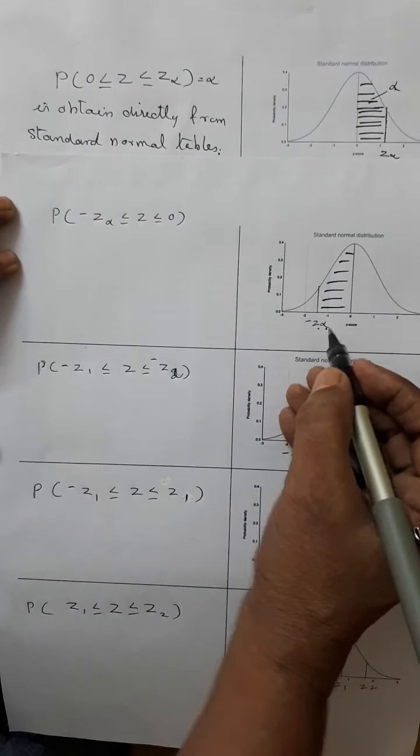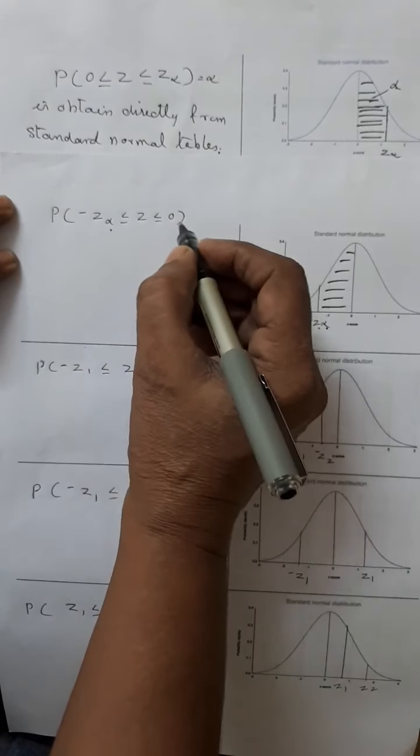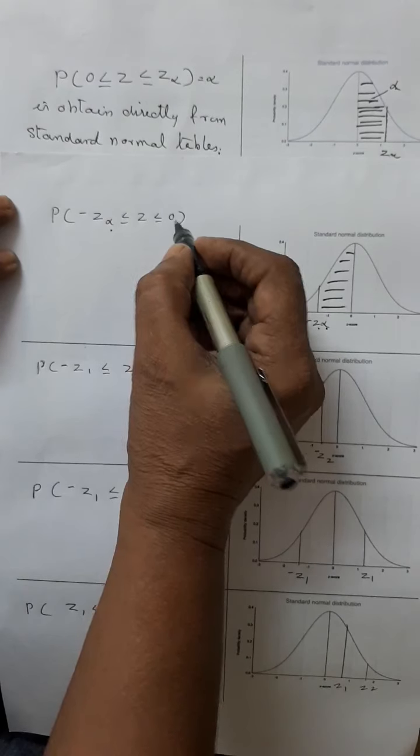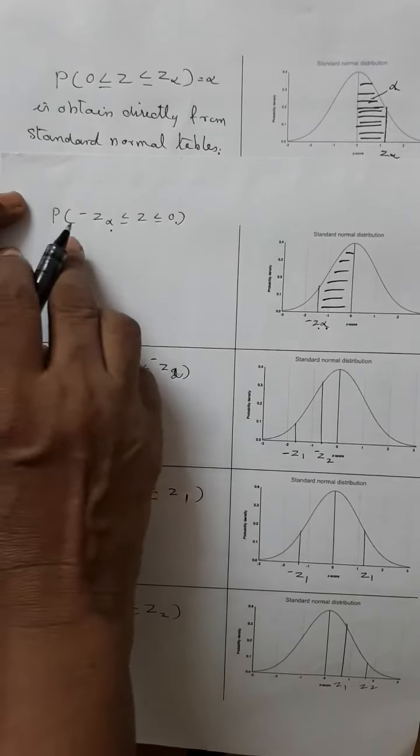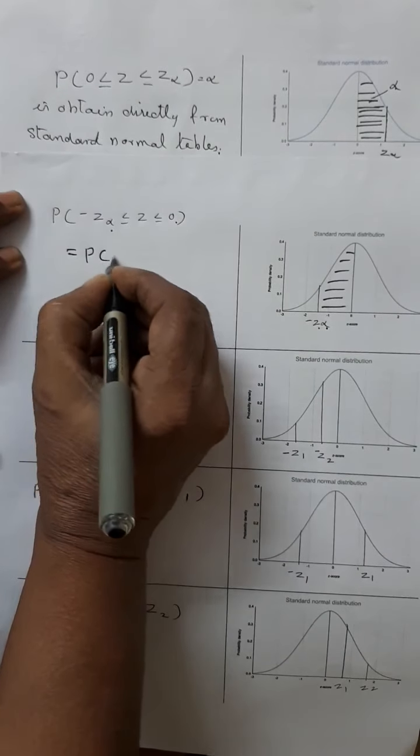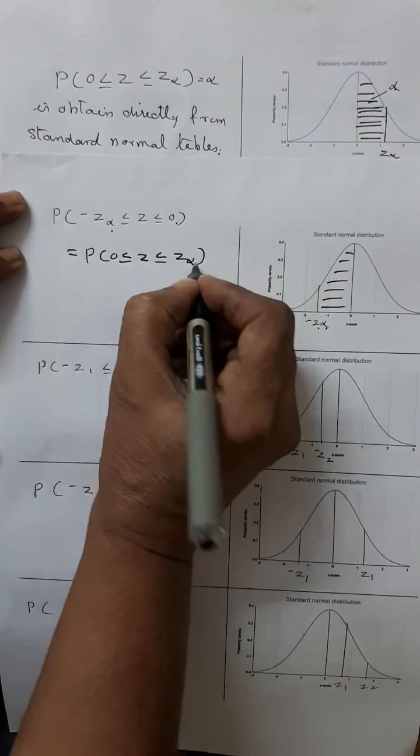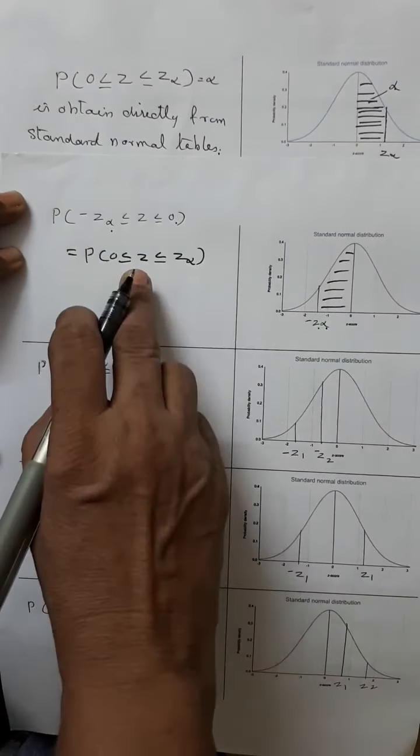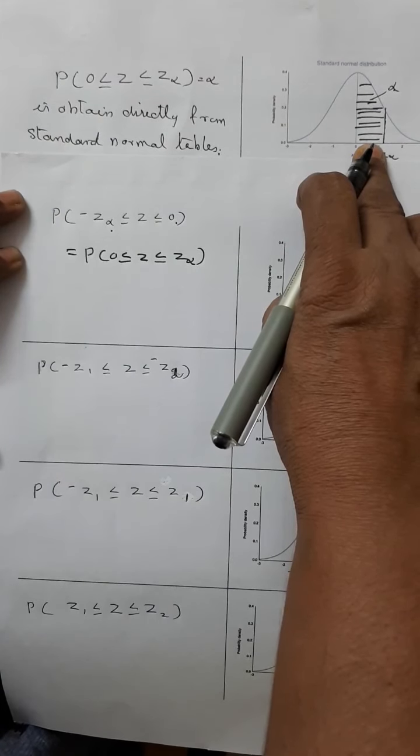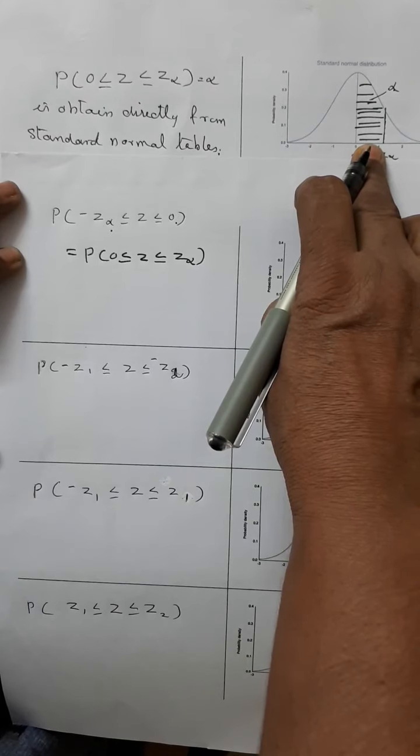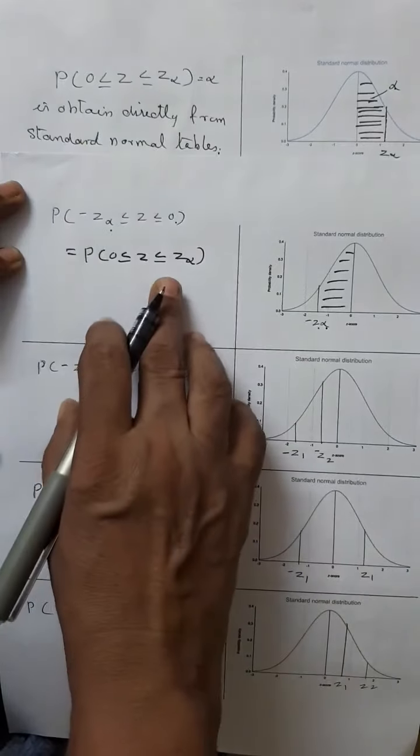Suppose we want to find P of minus z alpha less than or equal to Z less than or equal to 0. By the symmetry property, we know that this is equal to P of 0 less than or equal to Z less than or equal to plus z alpha. This changes to this situation, which we can obtain from the standard normal table directly.